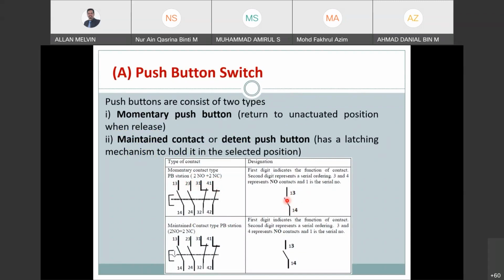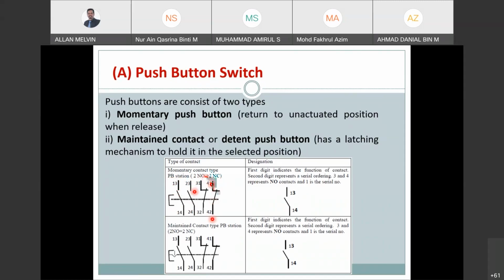Okay, so you can look here. 13 is connected with 14. So 13 is connected with 14. So this is one switch. Okay, so this is the second switch. So you normally have the push button station, PB. PB is push button. The push button station has two normally open, and two normally close.